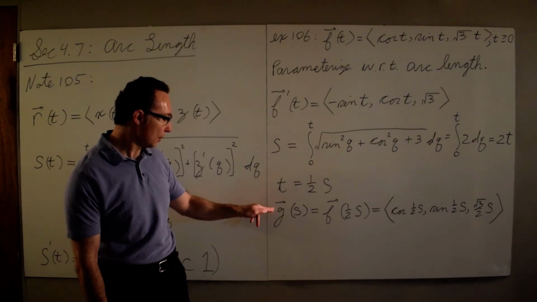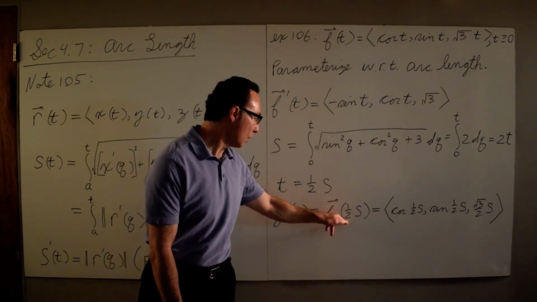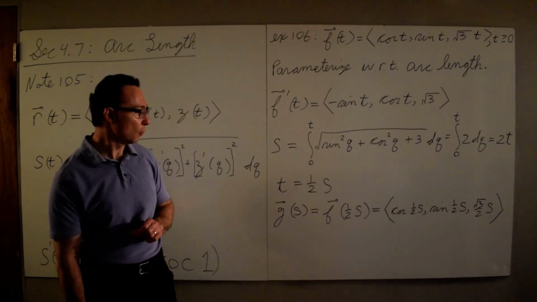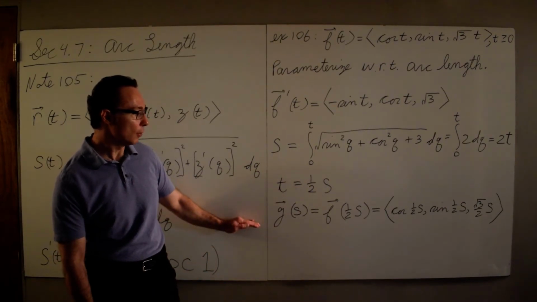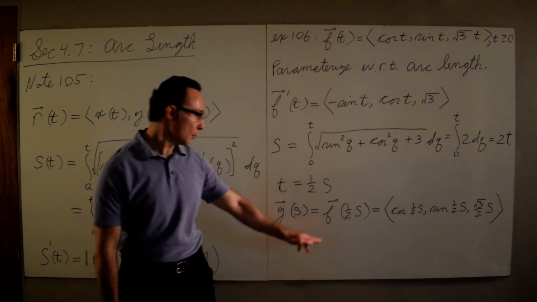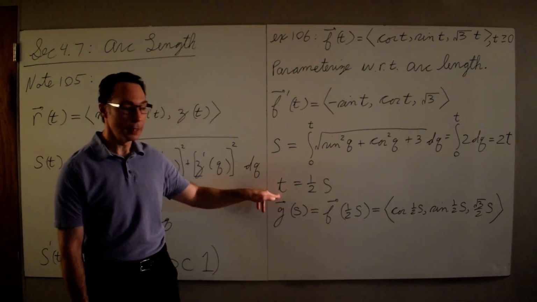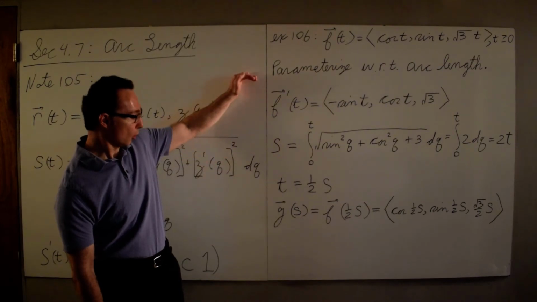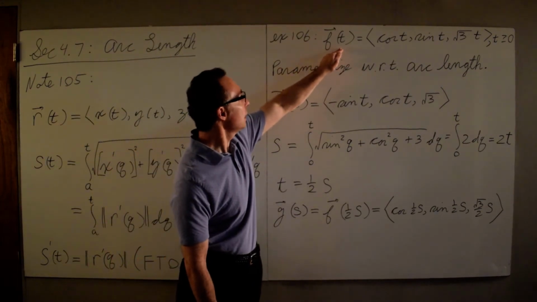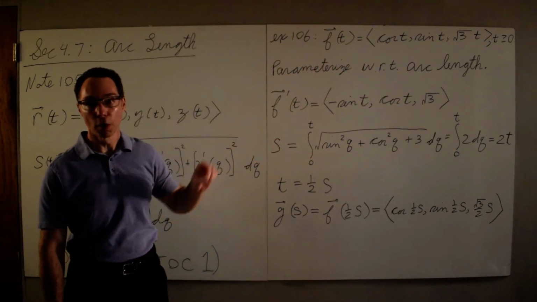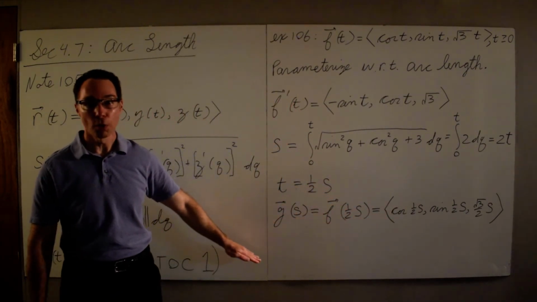And so we'll define a function g of s. What is this going to be? This is going to be f of 1/2 s. F of 1/2 s is just cosine of 1/2 s, sine of 1/2 s, square root of 3 divided by 2 times s. So we just simply substitute 1/2 s in for t. 1/2 s is equal to t. So we have parameterized our curve with respect to arc length. So think about what this means. This t represents where we are on the curve with respect to our parameter t. This s represents where we are on the curve with respect to the arc length.